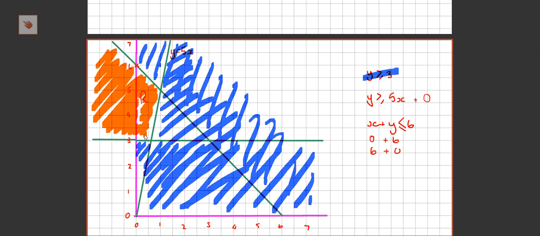Right? So sometimes they also add in that x has to be greater than 0, for instance. Okay, that's that one sorted. Any questions on that? You alright?